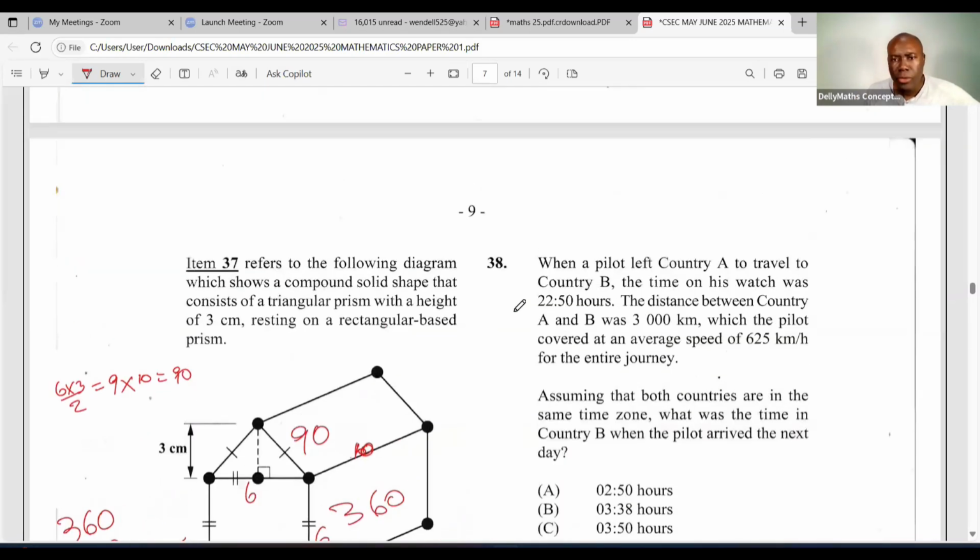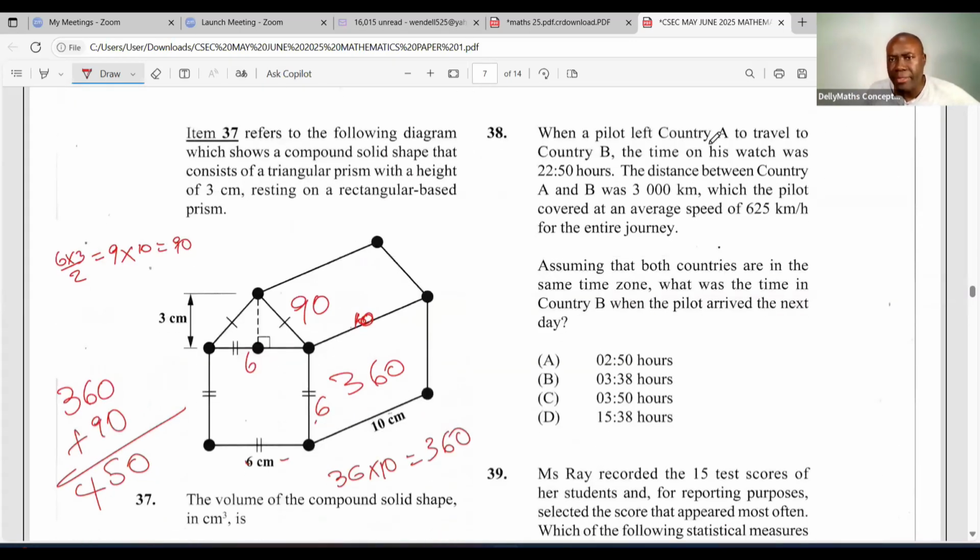38. All right. When a pilot left country A to travel to country B, the time on his watch was 22:50. The distance between country A and B is 3,000. The pilot discovered that the average speed was 625 for the entire journey. Assuming that both countries are in the same time zone, what is the time?